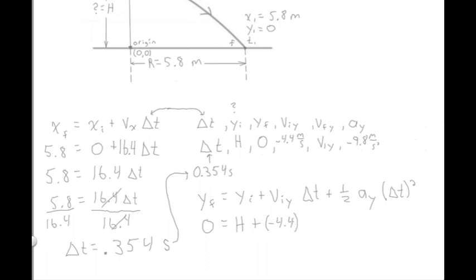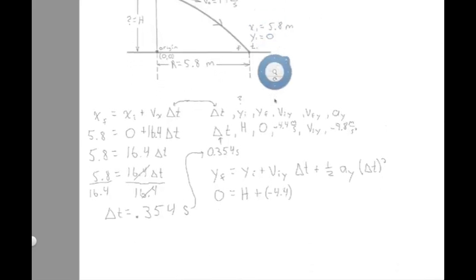Here's one way we could plug that in. And here again is where it was crucial that we figured out that this component was negative. If we hadn't figured out that this component was negative, we would plug in a positive 4.4, and obviously that would give you the wrong answer when you went through the math. Our delta t is the new number that we figured out, 0.354.